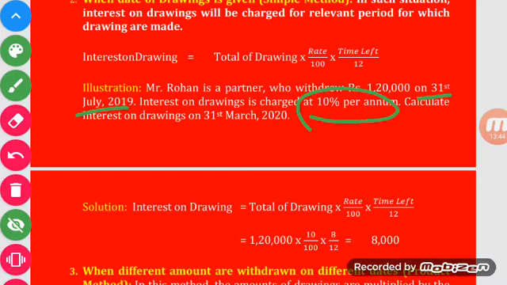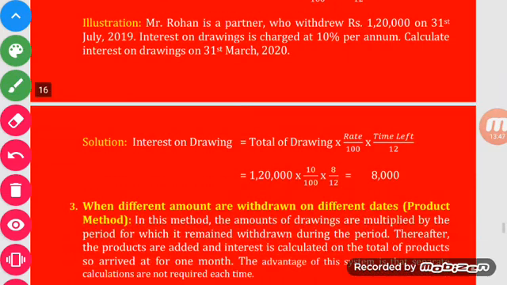So here your answer will be interest on drawing, total of drawing 1,20,000 given in the question, rate of interest 10 upon 100 into the time the drawing amount is used by the partner. We made the drawings on 31st July. July is over. August, September, October, November, December, January, February, March. 8 months the drawing amount is used by the firm. So 8 upon 12, your answer will be 8,000. I hope you understood this concept properly.